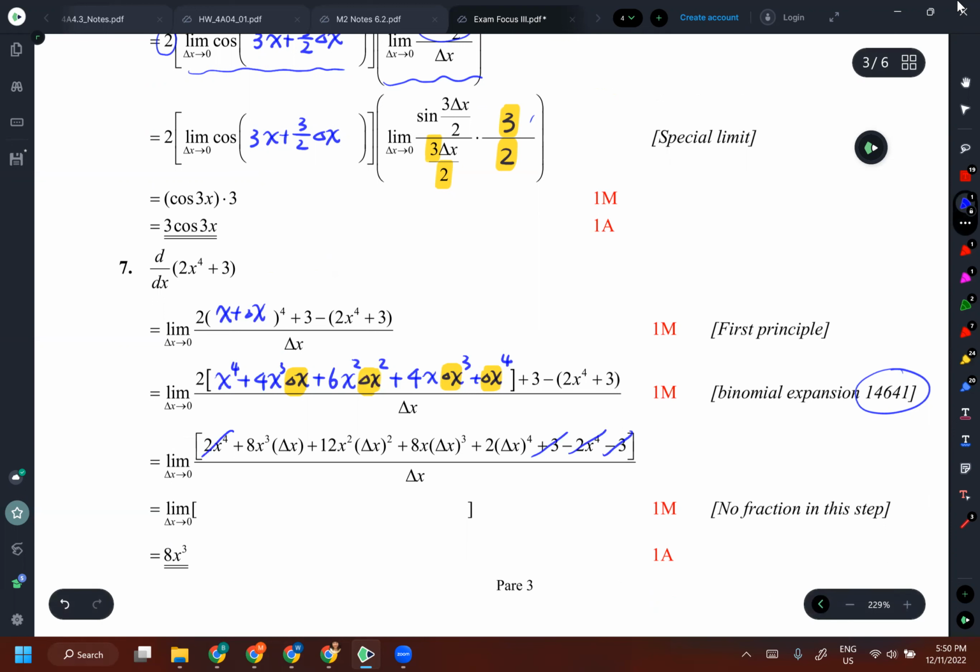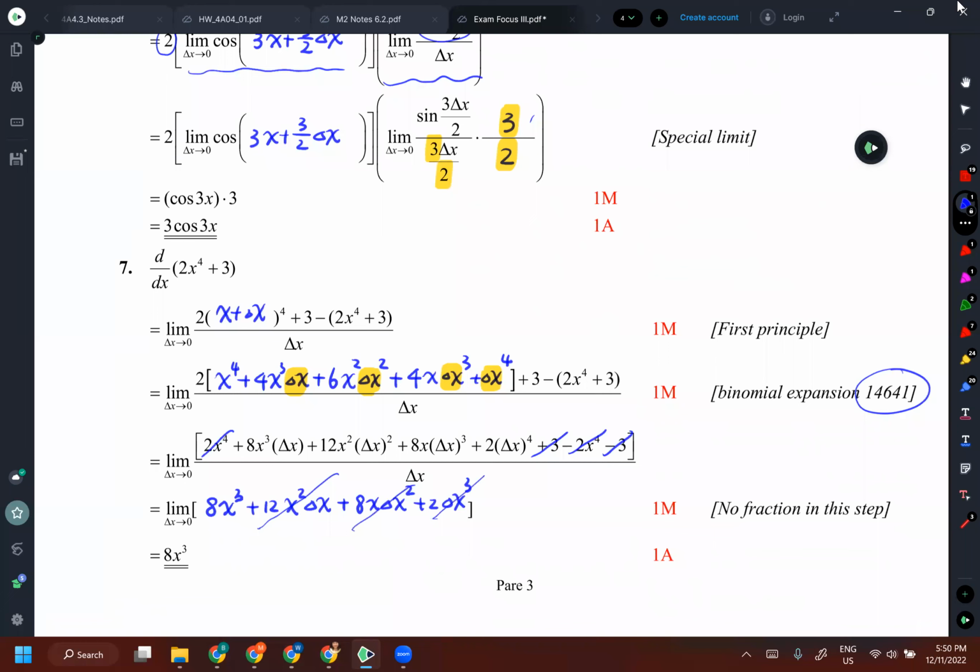Some of the terms are deleted, and you're left with this divided by delta x. You're left with 8x cubed plus 12x squared delta x plus 8x delta x squared plus 2 delta x cubed. And then in the end, delta x is 0. So that is the derivative of this polynomial.